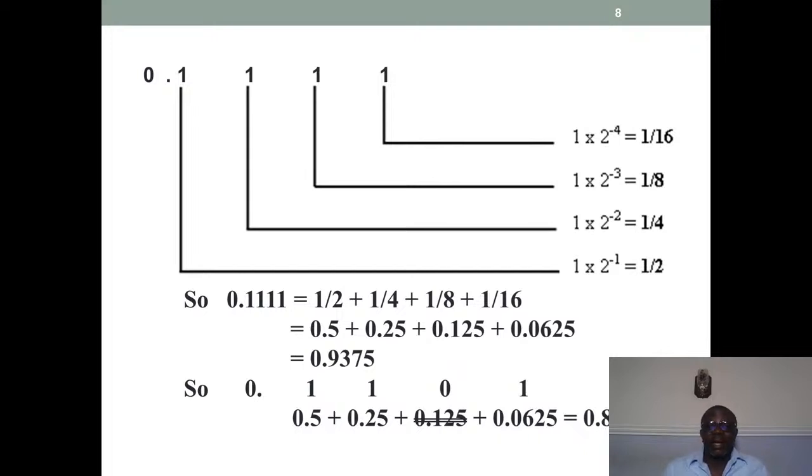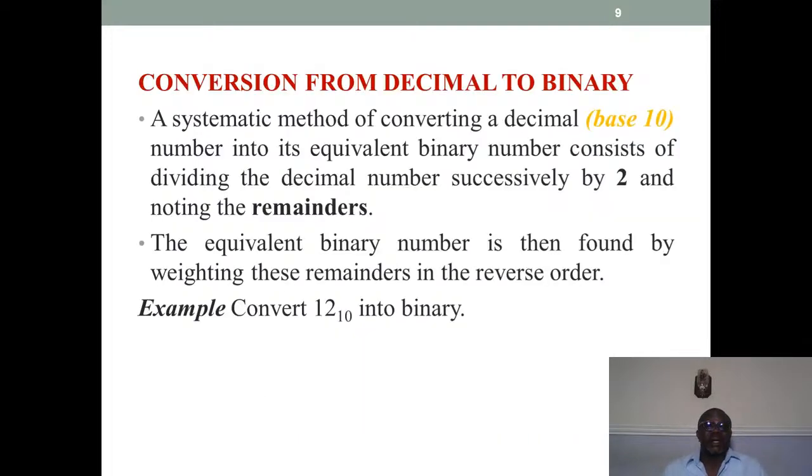Like we said, it doesn't matter the length, list them and put the equivalent weighting under them and cancel out the ones that are under 0. If you look at that example, say if we have 0.1101, the 0.5 is under 1, the 0.25 is under 1, the 0.125 is under 0, so we cancel it out. Then the next one, 0.0625, is under 1. We sum it, it will give us 0.8125 in base 10. So it's as straightforward as that.